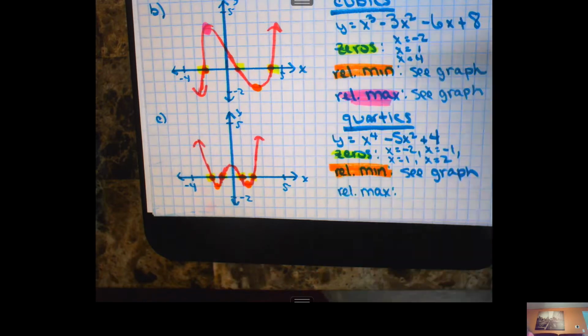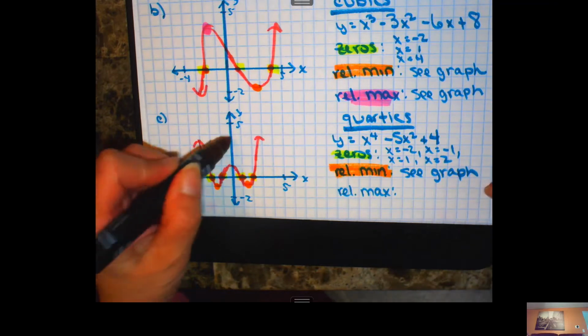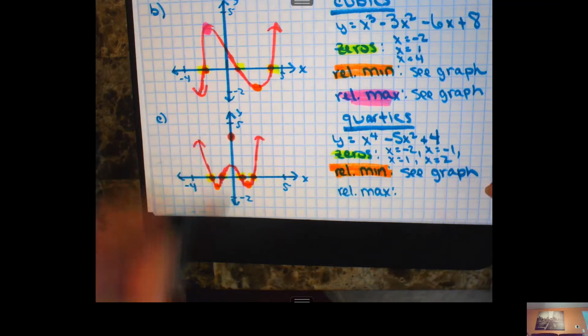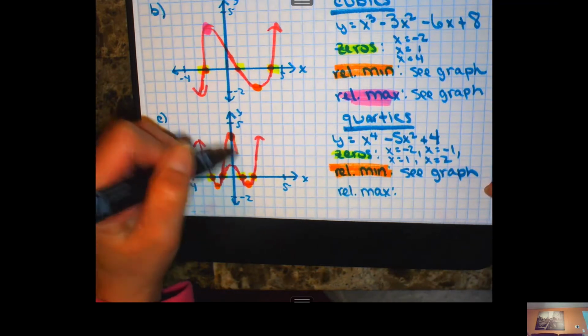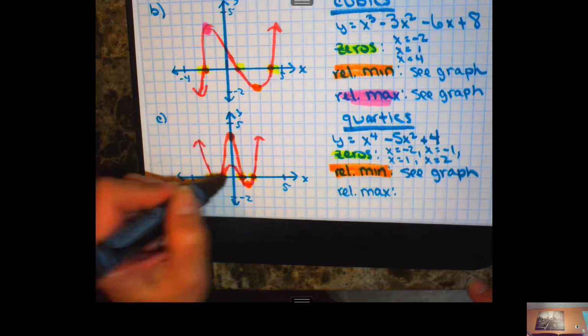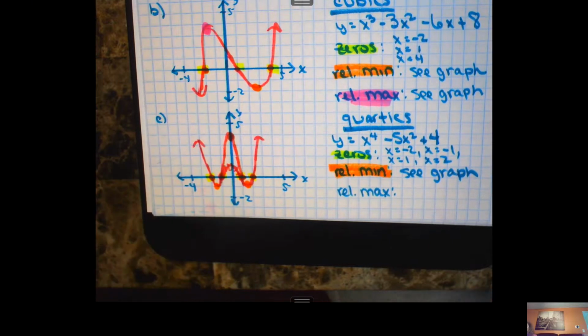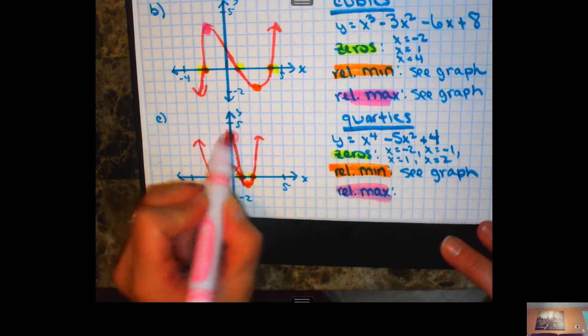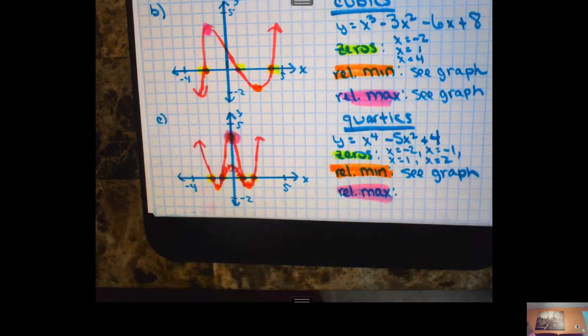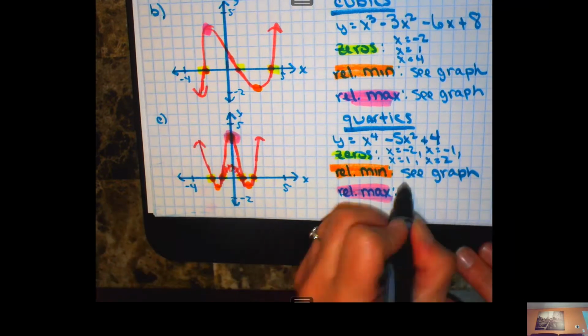So I'm going to adjust this a little bit. If you guys can do the same thing. That should have been way up there. So I'm just going to take this and curve it and get rid of that. That way, it's a little bit more accurate. So my relative maximum is going to be at 0, 4. So I'm going to highlight this point, and just write 0, 4.